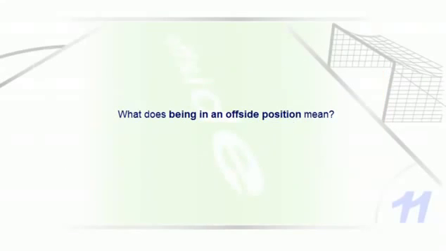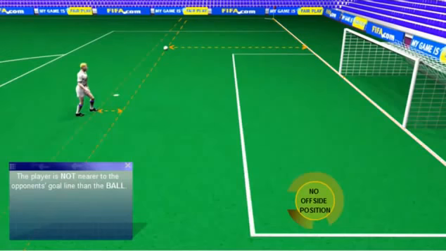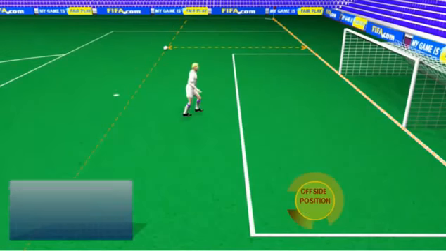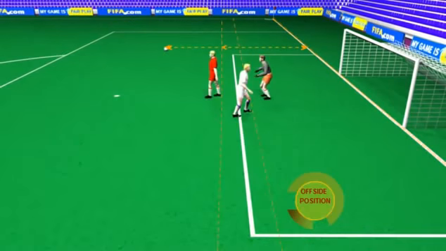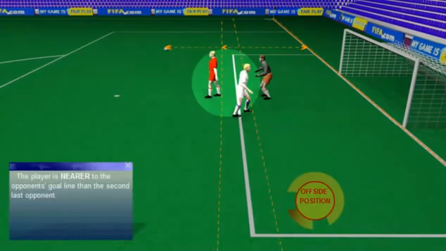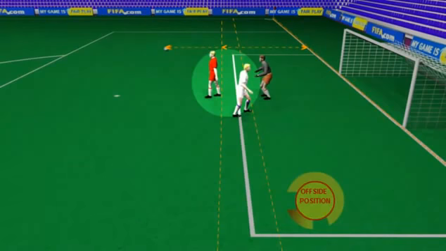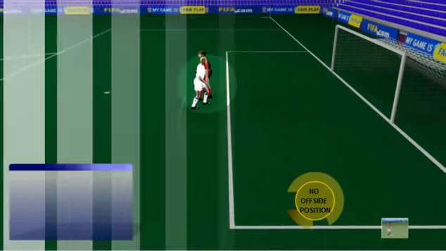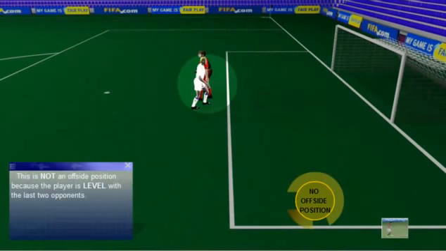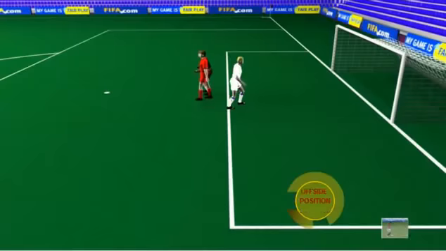What does being in an offside position mean? A player is in an offside position if he is nearer to the opponent's goal line than both the ball and the second last opponent. A player is not in an offside position if he is level with the second last opponent. A player is not in an offside position if he is level with the last two opponents.